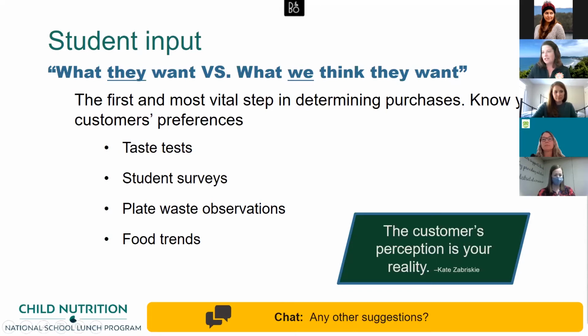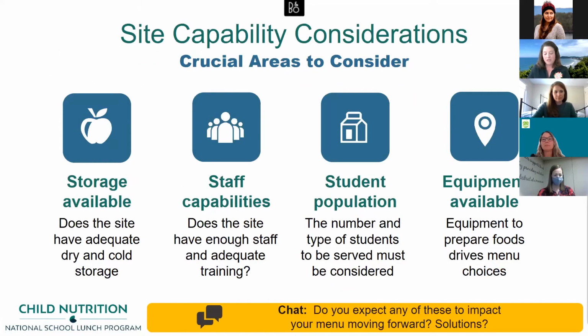Okay, so after student input, a couple more things to discuss before Kelly starts. Is site capabilities. So you've talked to your students and you think you might know what they like, and then you have to make sure that it's feasible to do it. So do you have storage available? Does the site have adequate dry and cold storage?